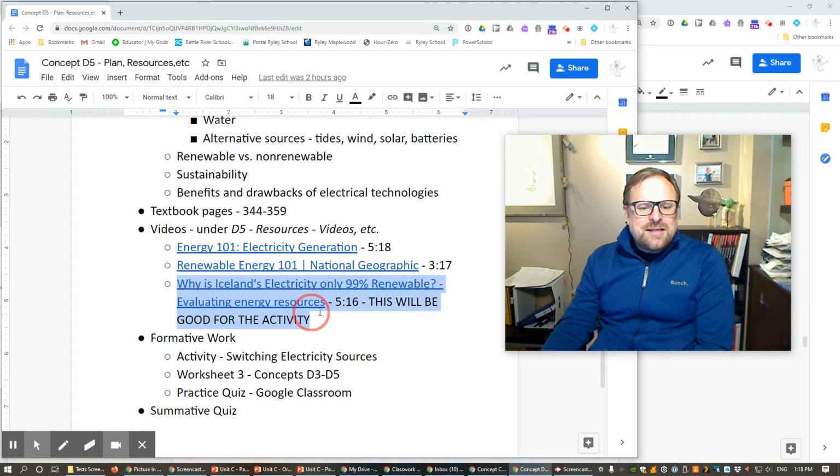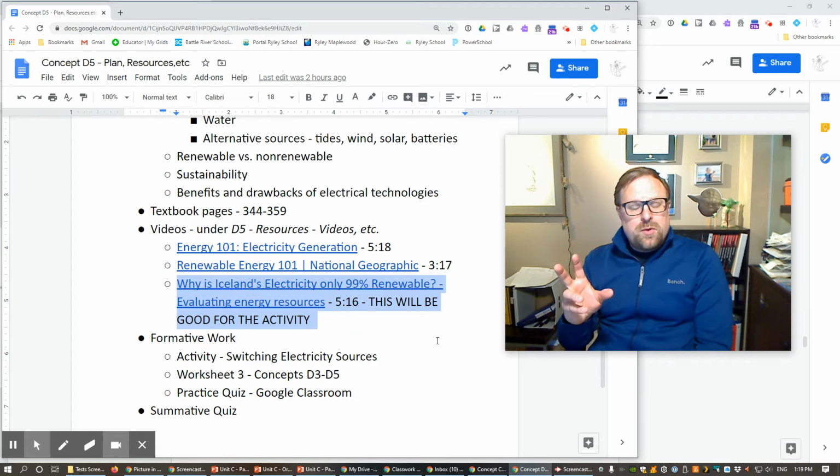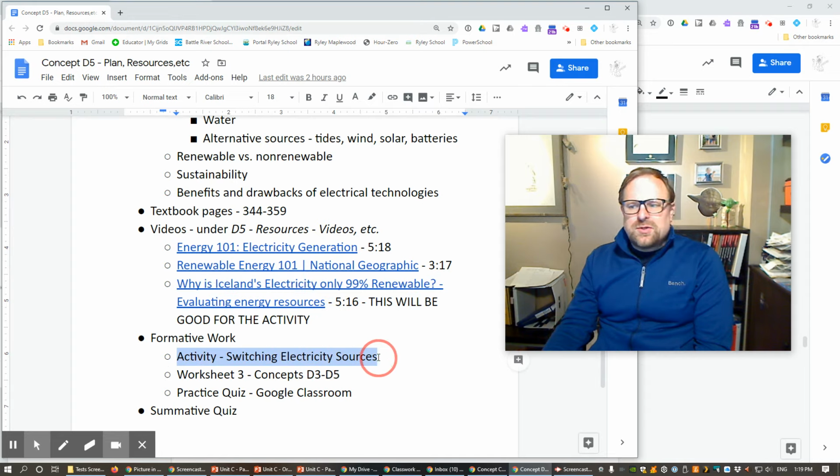And then this last piece here, I'm going to point it out. It has a little bit to do with what we're talking about in this section, but I also think I should point out that this is really important for the activity I'm going to ask you to do to wrap this unit up. And that's this activity here, switching electricity sources.